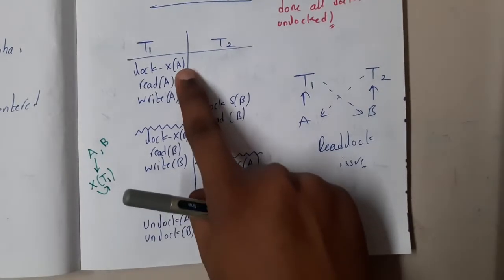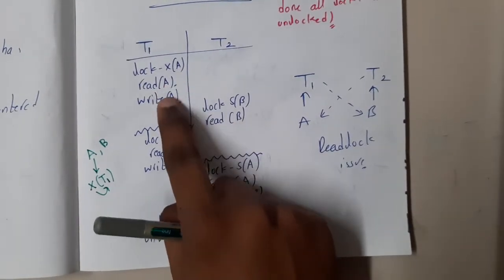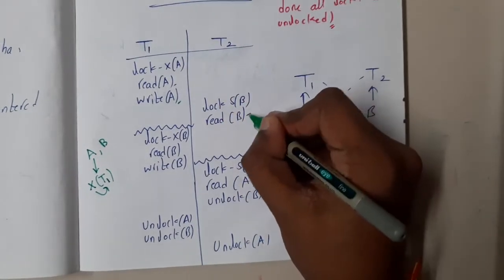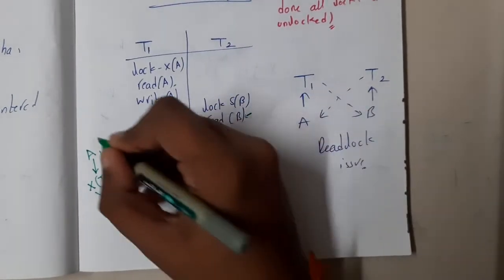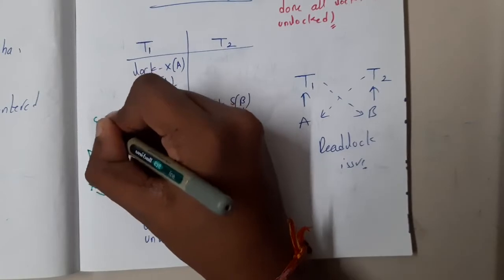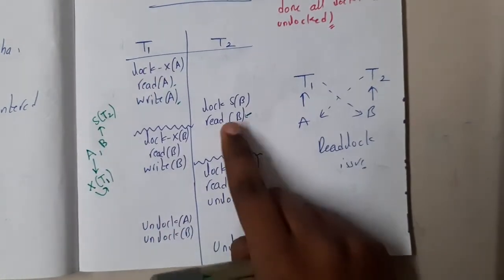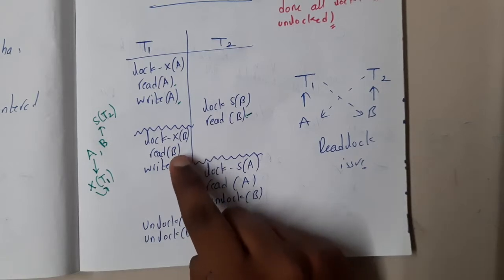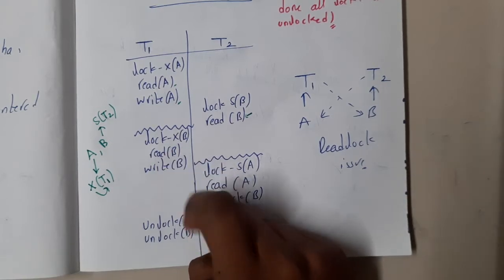So now I have started that exclusive lock and I did read operation and write operation. Okay. So after that, T2 wants to perform just a read operation on B. So now what I will do? I will give shared lock for T2. Okay, so after this, T1 wants to perform read as well as write on T1.